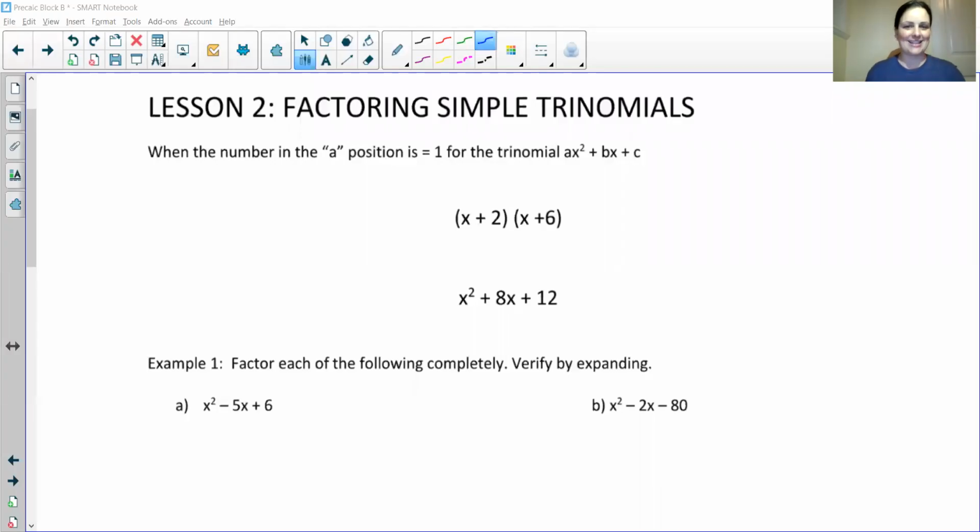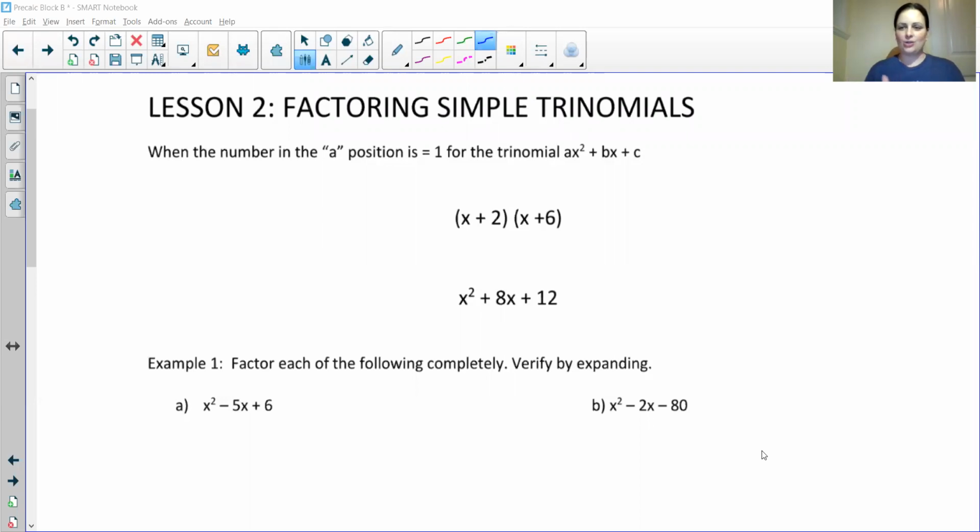If you can get your lovely notes out, we are going to look at factoring messy trinomials. No, I lied. Factoring simple trinomials. So that is lesson 2 in unit 3. So it looks like this.